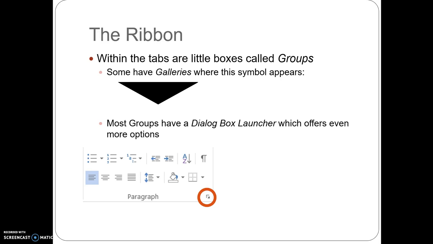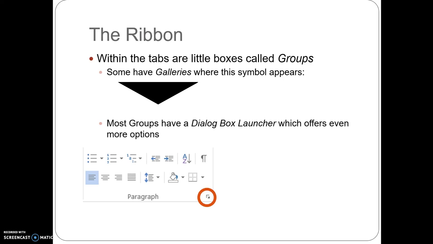Okay. And then, if you'll note, within these little tabs that you have on the top of the ribbon in each section, you have these little boxes called groups. Okay, so like this is the paragraph group right here. And some of the options in here will have this little black arrow. So I just made it gigantic here so you can see what we're talking about. Okay, this means it has a gallery. So if you click on that little black arrow right there, it's going to give you a drop-down menu and it's going to give you additional options. Okay, so anywhere you see that little gallery arrow is, click on that and you'll have additional options.